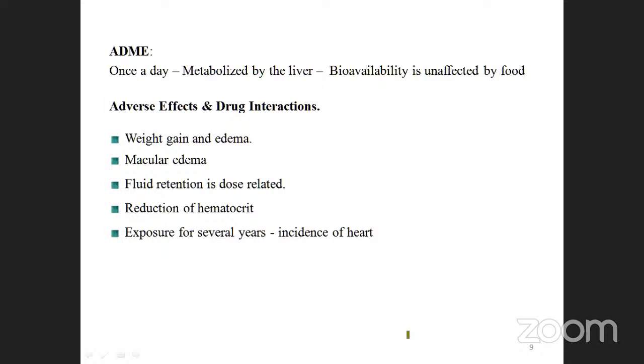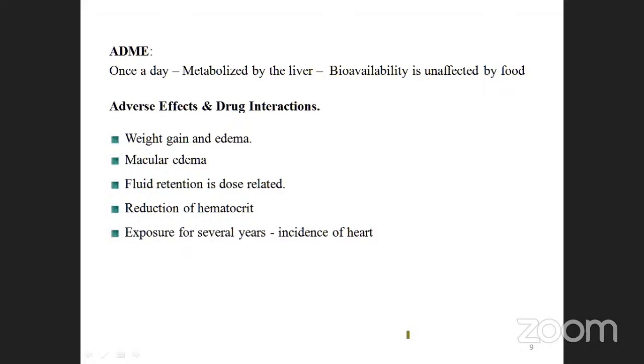Principally they are metabolized by the liver, and bioavailability is unaffected by food. Meaning if you are taking it prior to food or after the food, its absorption is not associated with food. But since food contains multiple types of nutrients, especially glucose, and after taking that the glucose level will increase, for that we need to take the pill prior to the meal. So there is no drug-food interaction, but to control the glucose level after lunch or dinner or a heavy meal, we have to take the pill prior to that.